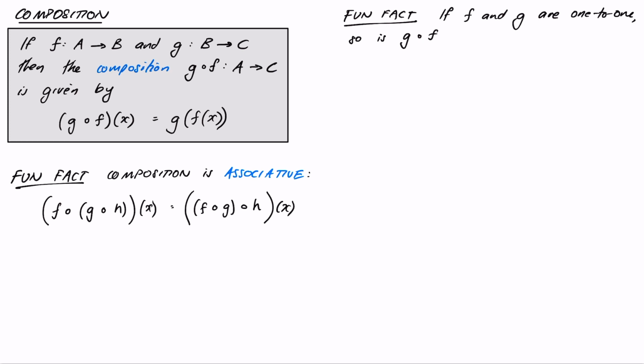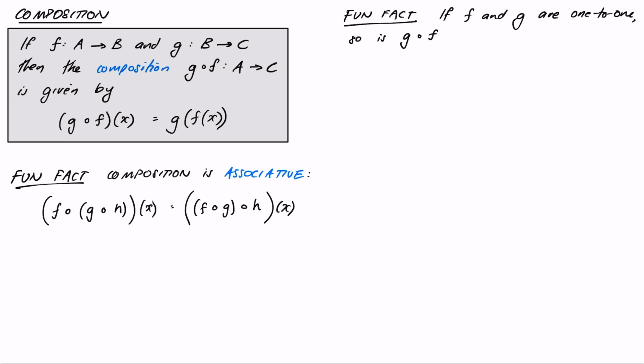So fun fact number one is that composition is associative. What does that mean? Well, that means if I have three functions, so now I've added in a third function h, then it doesn't matter whether I compose g and h first and then f, or whether I compose f and g first and then h, I should get the same result. So let's see if we can show why that's the fact, just sort of approximately.